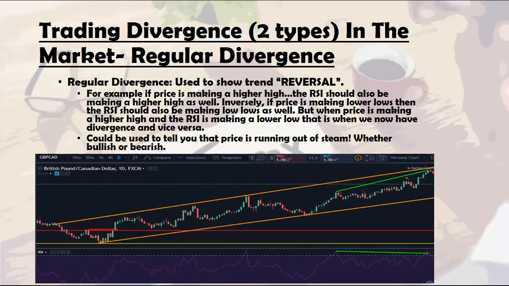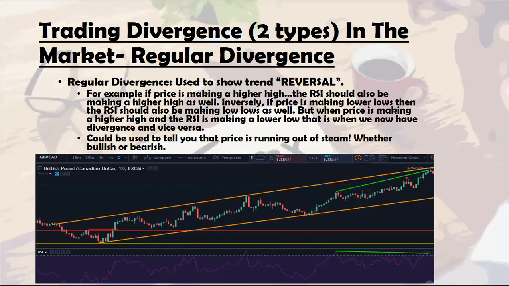So right here I'm only showing an example of an uptrend, but it can vary. It's just the opposite. If we're in a downtrend and we have lower highs on the price and the RSI is showing higher highs, then obviously we have divergence, right? So it's really just used to show when price is running out of steam, whether bullish or bearish. And if you had a pattern, let's say in this example a bearish pattern, that's even more confirmation that it's time to enter into a sell.